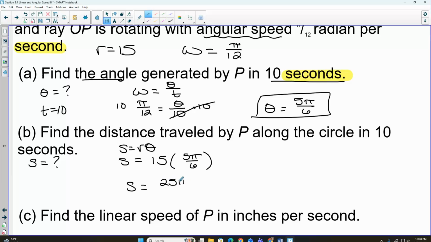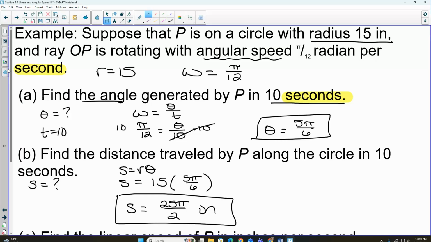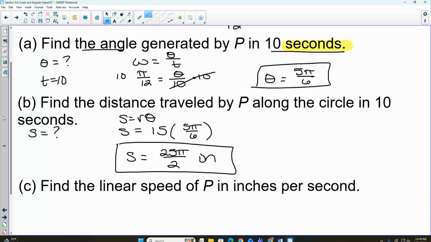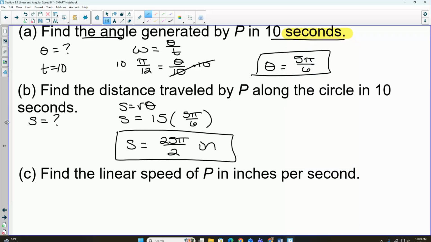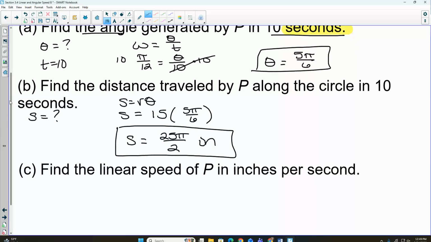(25 pi over 2). What would my units be on that? Inches. Arc length and your radius will have the same unit. Beginning we knew the radius was 15 inches, so this is also inches. Alright, C.